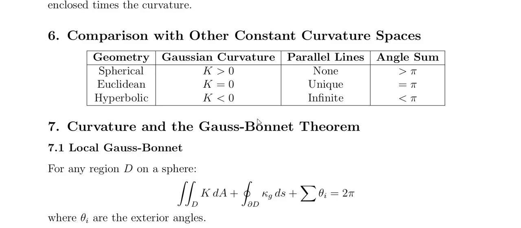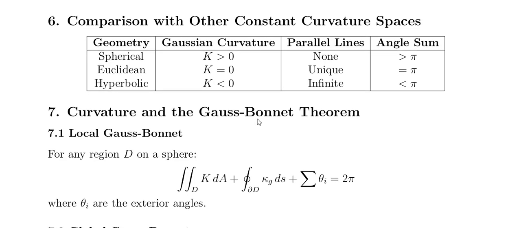So the geometrical meaning: the spherical curvature means the Gaussian curvature k is greater than 0, there are no parallels, and the angle sum is greater than pi. Euclidean and hyperbolic are like that. Euclidean has Gaussian curvature equal to 0, parallels unique, and angle sum equal to pi. Hyperbolic has Gaussian curvature less than 0, infinite parallels, and angle sum less than pi.